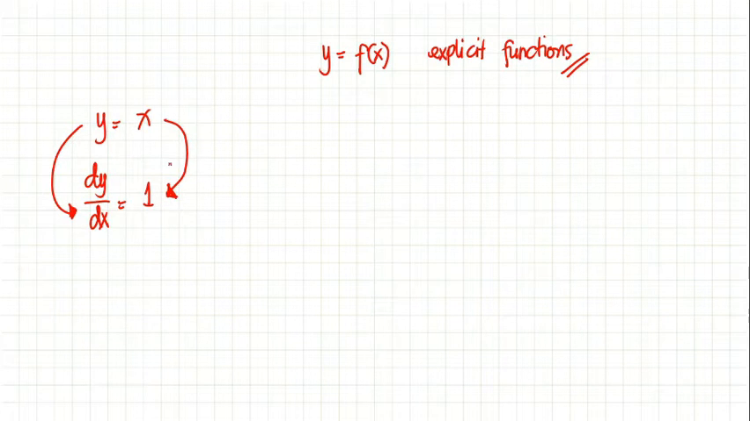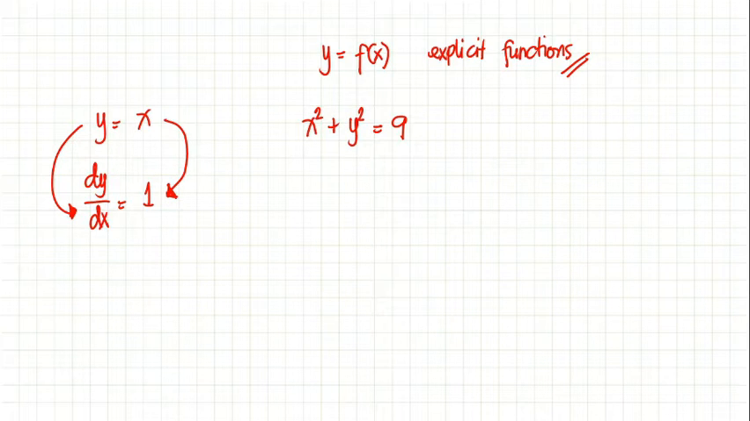But we have already seen functions or relations that are not written explicitly. For example, we have x squared plus y squared equal to 9. So this is an equation of a circle, and this is not written explicitly. So if that's the case, medyo mahihirapan tayong mag-differentiate sa equation na to.